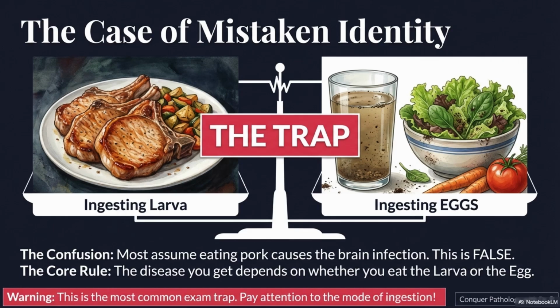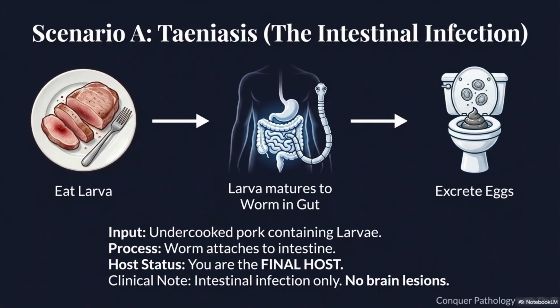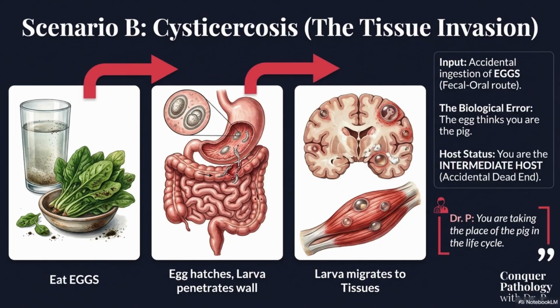Pay close attention to the mode of ingestion. Let's look at scenario A, teniasis. Here you eat undercooked pork containing the larva. The larva matures into a worm in your gut, and you are the final host. This is an intestinal infection only. There are no brain lesions here. You just excrete eggs.